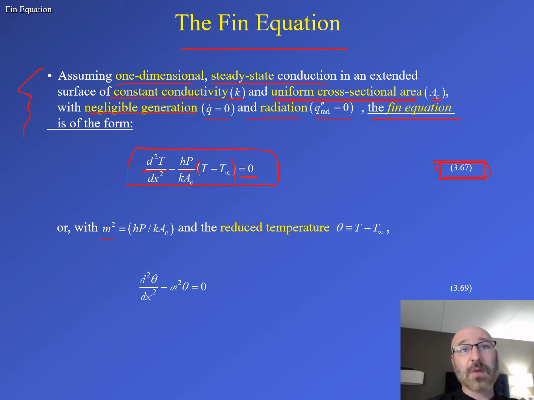So if we replace this with m squared is approximately equal to our hP over our kA_c for this relation, and the reduced temperature here, theta, is approximately equal to T minus T infinity. This reduces down, when we replace it like this, to d squared theta over dx squared minus m squared theta is equal to 0, which with this simplification with our m squared in there, is now equation 3.69 in our textbook.